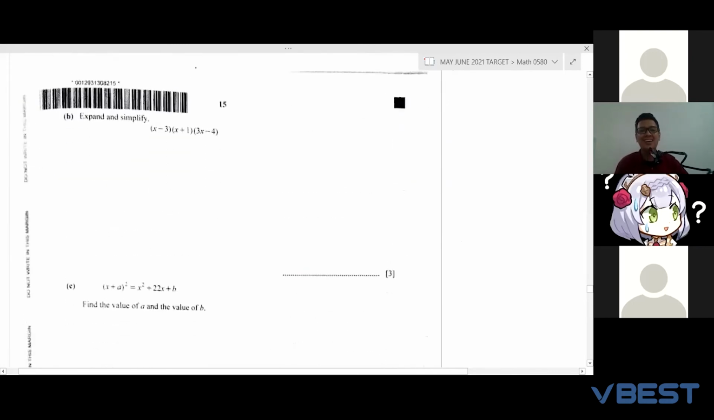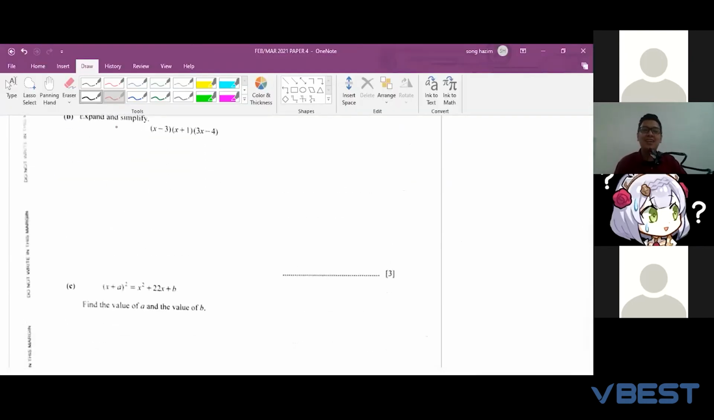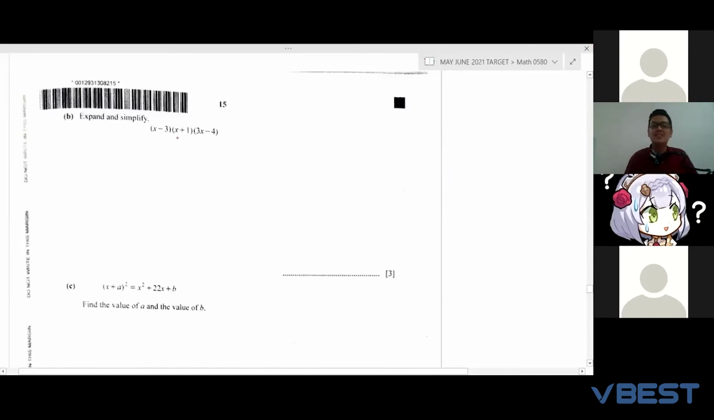Now expand and simplify. You can see three linear brackets here, so straight away you will predict that the final thing must be a cubic equation. You expand here and here, and then I'm going to show you my way. My way is that I expand this part first.